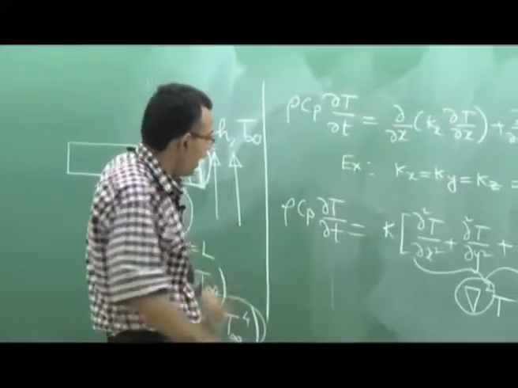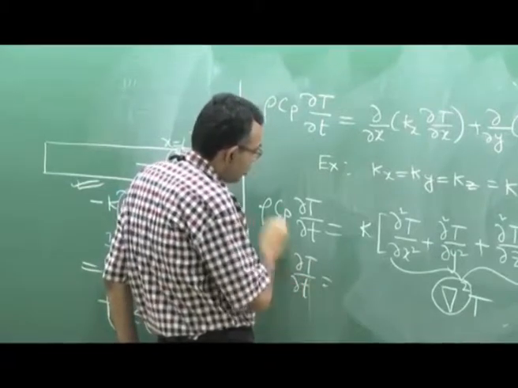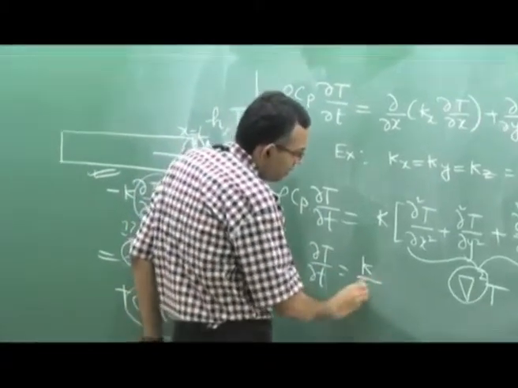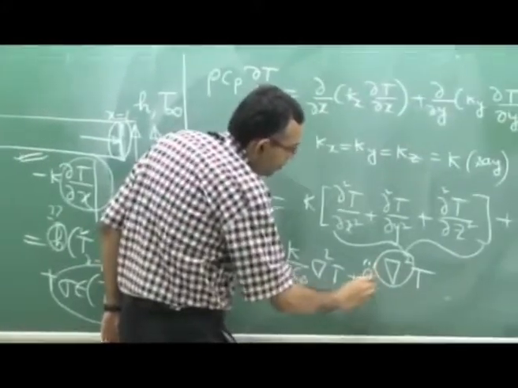The next point is that if you write this del T, take the rho Cp here, then you can write this as k by rho Cp del square T plus q triple prime by rho Cp.